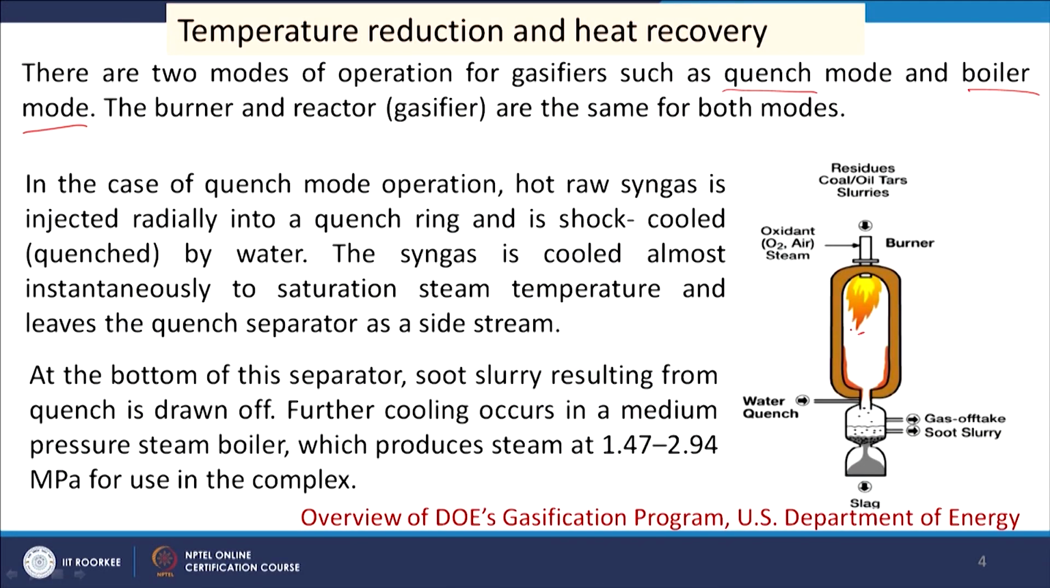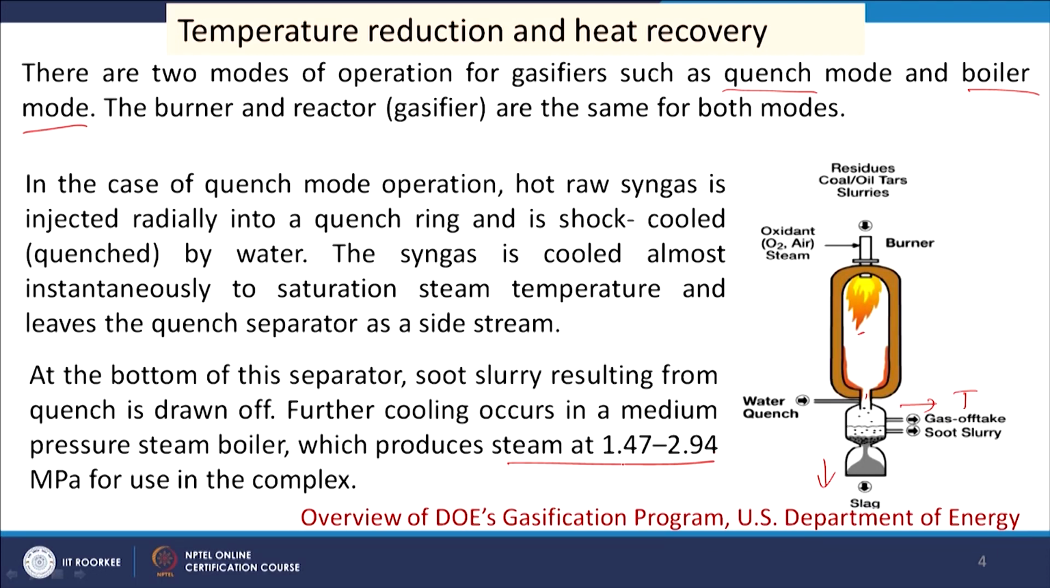In the quench mode, the syngas which is produced here is first passed through the quench ring and it is cooled by shock. The temperature of the syngas is reduced to the temperature of saturated steam, then it goes out from the side stream, and the slag or ash material comes down. This way we can reduce the high temperature syngas to a lower value, and in this case 1.47 to 2.94 megapascal steam can be produced.